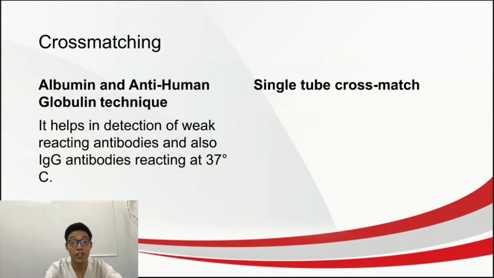So in here, the addition of 22% albumin acts as an enhancing medium, which is incorporated along with IAT or indirect antiglobulin tests in cross-matching. It helps in detection of weak reacting antibodies and also IgG antibodies reacting at 37 degrees Celsius. And the other one is a single tube cross-match. So in most of the blood banks where the whole blood is rarely used and only the major cross-matching is performed, the technique of single tube cross-match is employed.